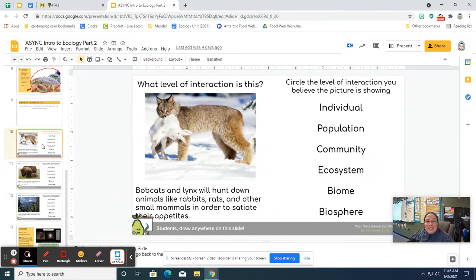We wanted to do some practice on this. Let's go ahead and take a look here. If we have this lynx interacting, of course, with this rabbit, right? What type of interaction do we have here? Do we have an individual interaction? We're looking at one organism. Do we have a population where we're looking at one species? Are we talking about a community, an ecosystem, a biome, or a biosphere? In this case, because we're talking about two sets of organisms interacting with one another, we are talking about a community level of interaction.